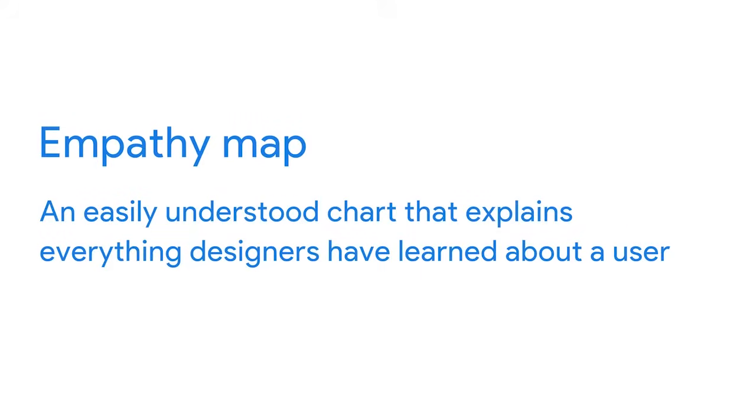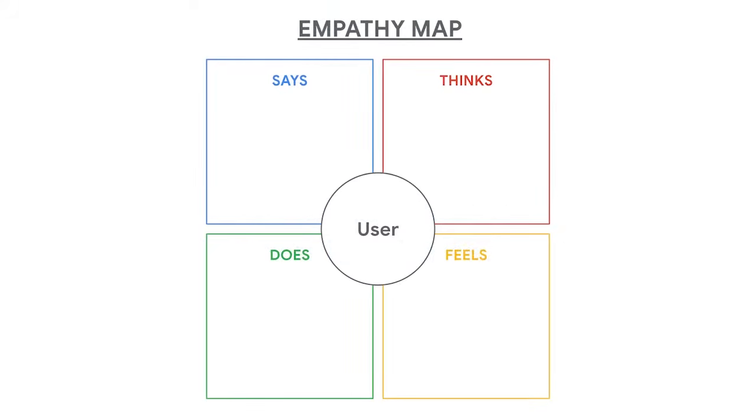If we want to build great user experiences, it's important that we empathize with and understand our users. Empathy helps us identify user needs and problems. And as a reminder, meeting user needs and solving their problems is our ultimate goal as UX designers. One of the ways that you can truly empathize with users is by studying them and creating an empathy map. An empathy map is an easily understood chart that explains everything designers have learned about a user. Empathy maps have 4 sections that show us what a particular user says, thinks, does, and feels.